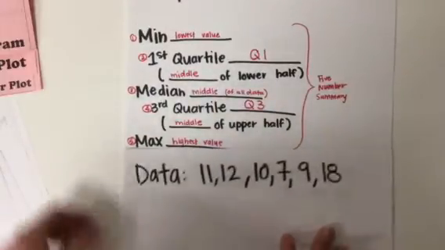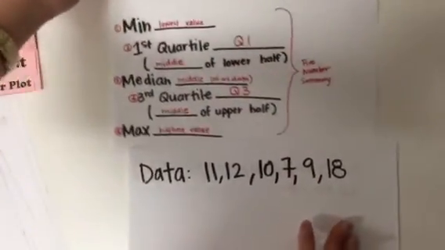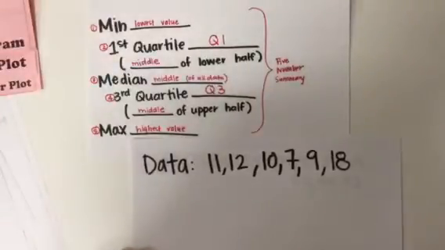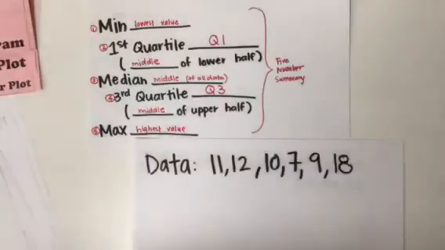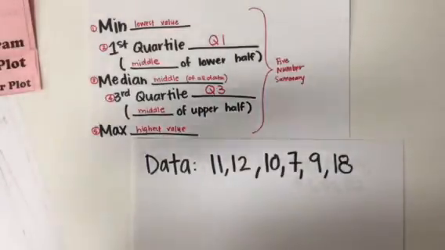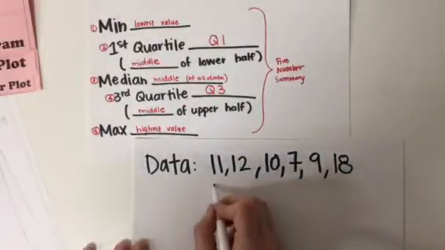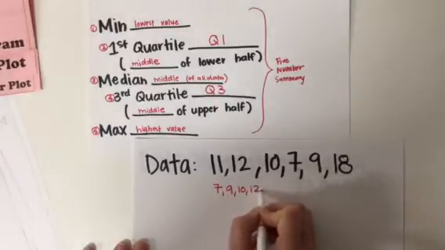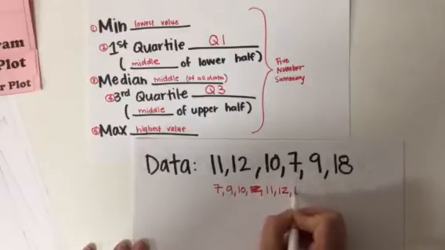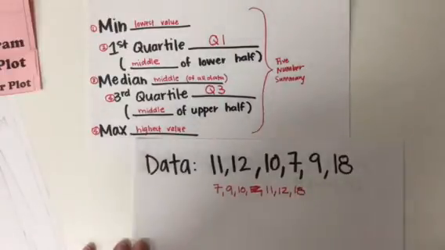So, you are given the following data. Let's see if I can put these in. Okay, good. If we want to find the min and the max and the median, it's going to be easiest for us to put our data in order. So go ahead and order least to greatest. Make sure you do it in order, so you don't mess up. Okay, so we got 7, 9, 10, 11, 12, 18.